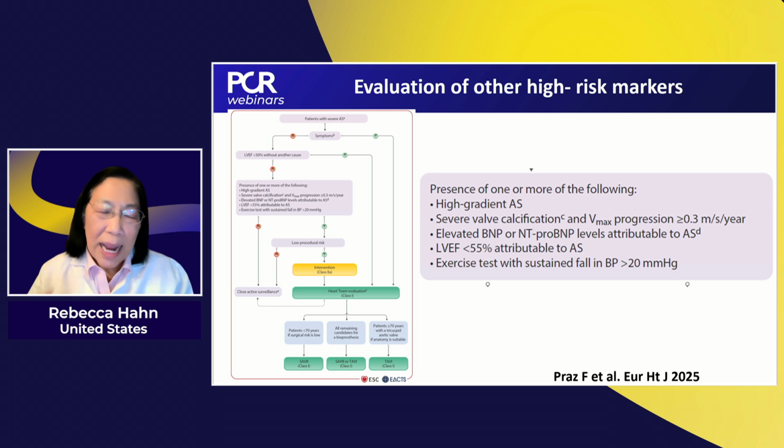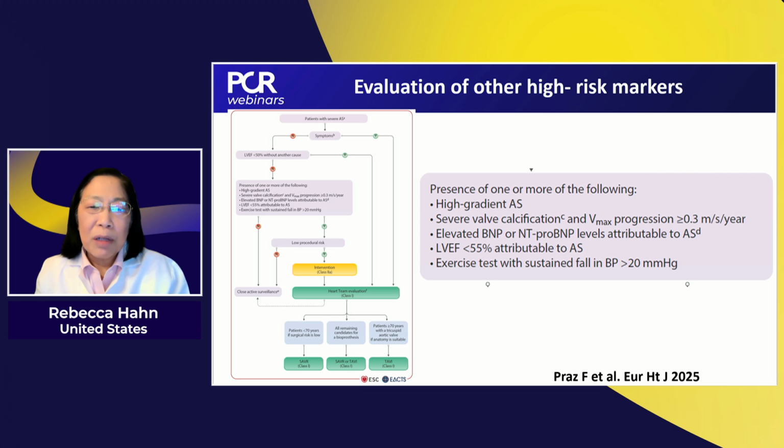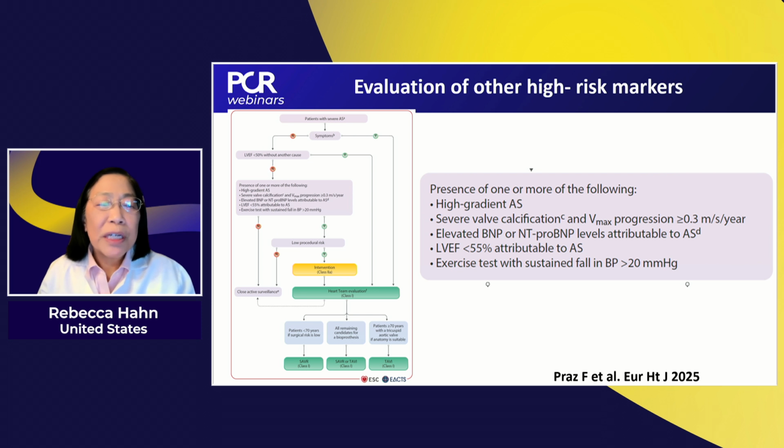But in the setting of the absence of symptoms or a very low ejection fraction, then we have other markers of high risk. And they're shown here in the guidelines: high gradient aortic stenosis, severe calcification with a rapid progression rate, a very high BNP or NT-proBNP, left ventricular ejection fraction of less than 55% that is attributable to aortic stenosis, and then, of course, exercise testing with a sustained fall in blood pressure of greater than 20 millimeters of mercury. If you have one or more of these high-risk features, then it becomes a heart team decision as to whether or not you should intervene and how to intervene.